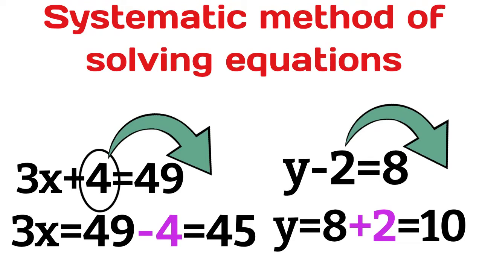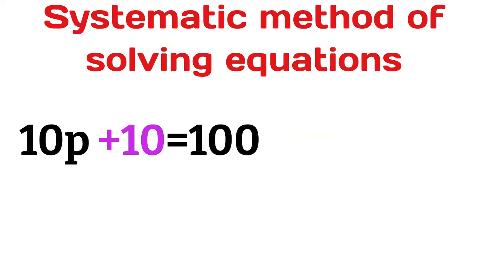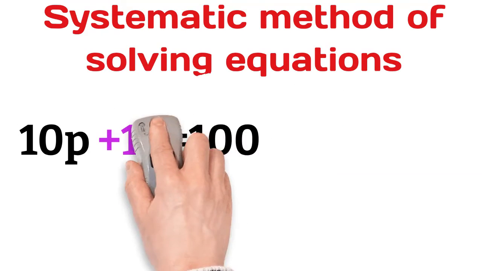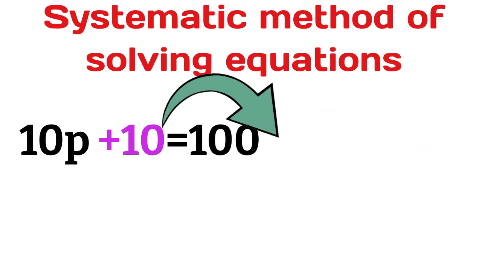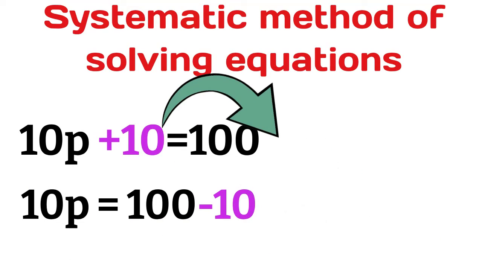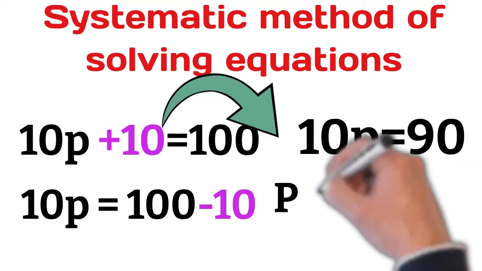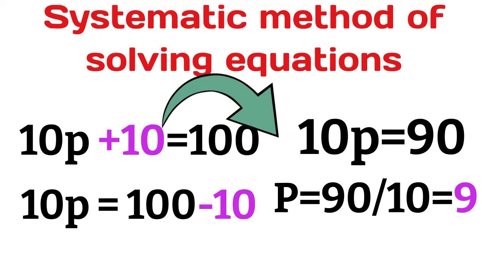Let's solve another equation from your textbook using the transposition method. 10p plus 10 is equal to 100. Transposing 10 to the RHS, we get 10p is equal to 100 minus 10, or 10p is equal to 90, or p is equal to 90 by 10, that is equal to 9.